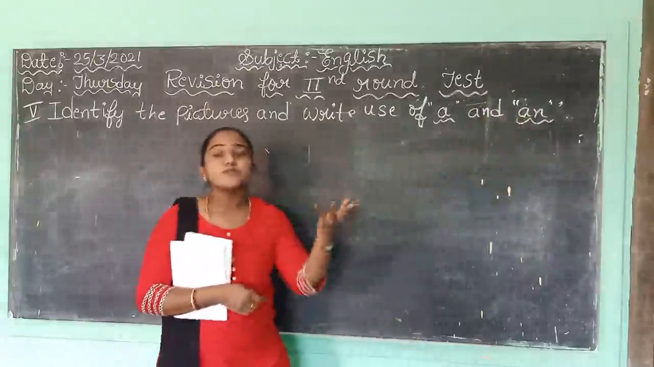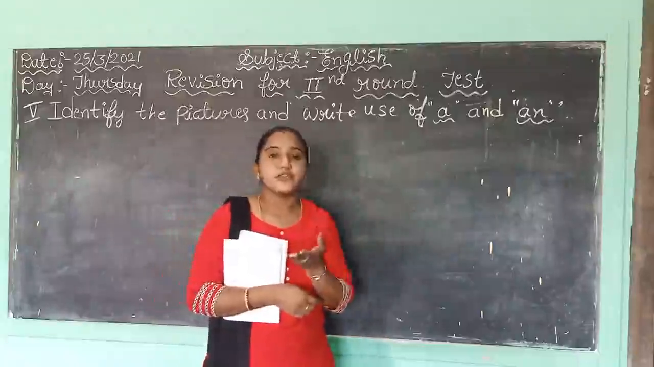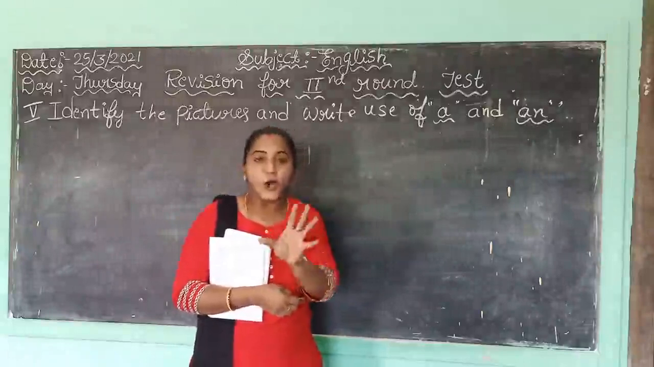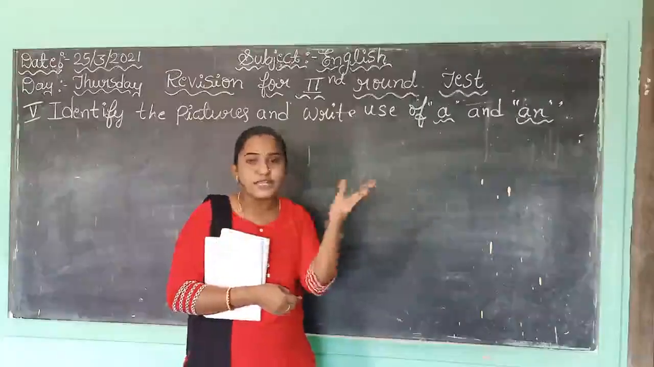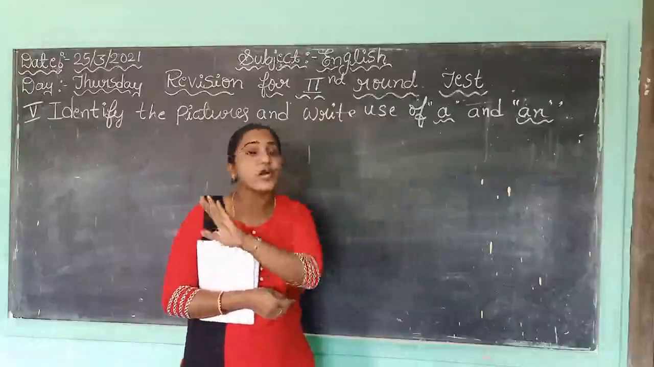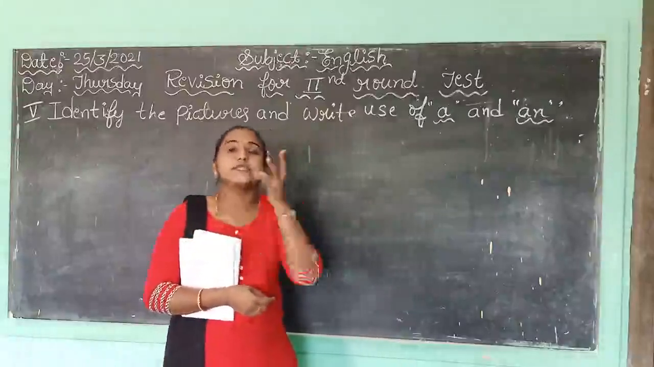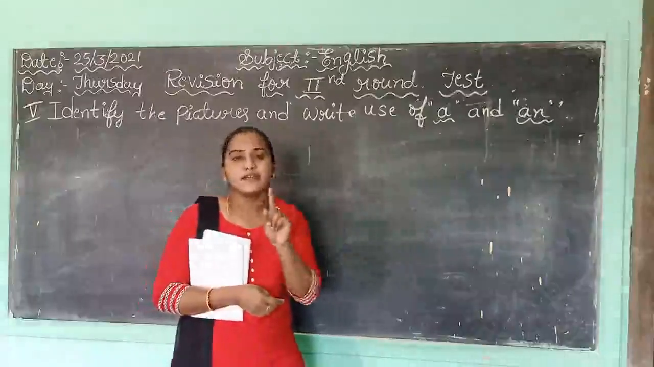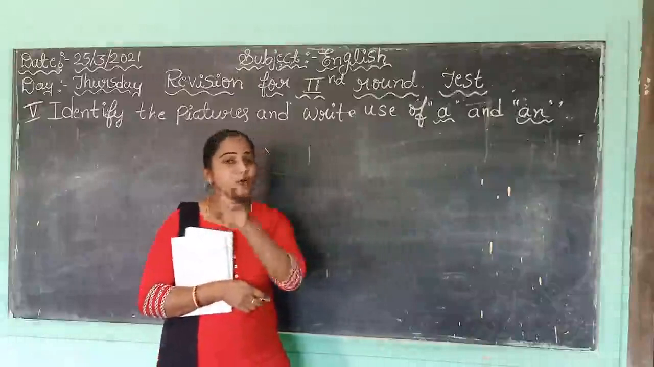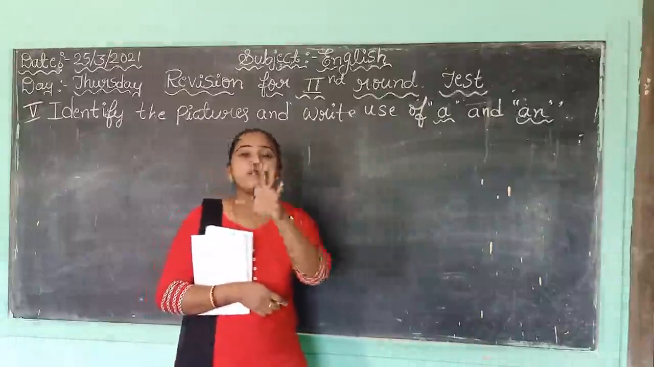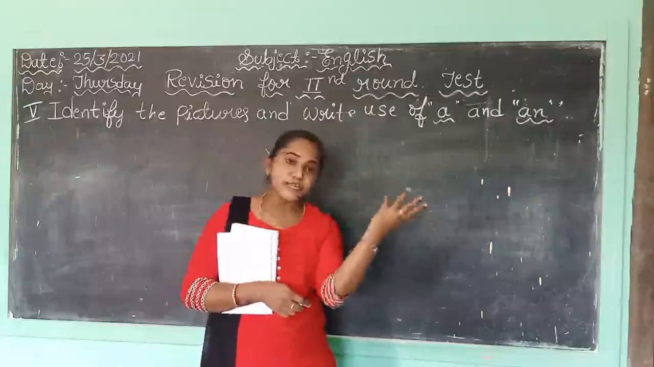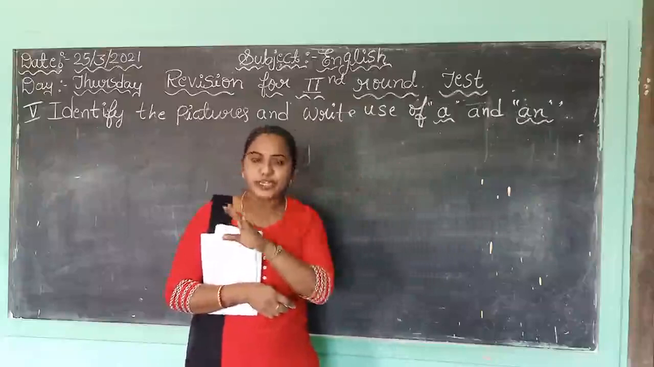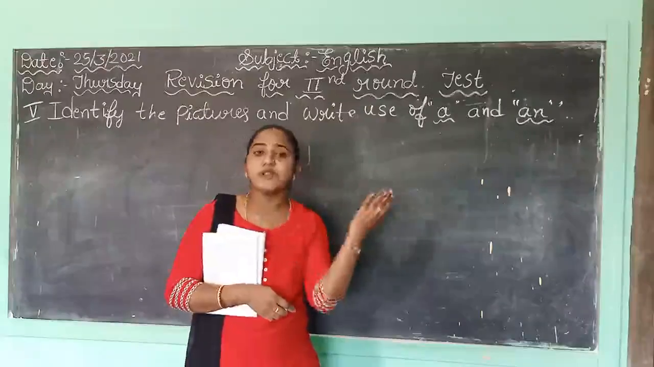Next, when your word begins with a consonant letter. Consonant letters means B, C, D, F, G, like these, all the rest of the letters, you know. The five letters are vowels, then the other rest of the letters are consonants. When a word starts with a consonant letter, before the word we use "a". Okay, understood? A, E, I, O, U are vowel sounds. So when the word begins with a vowel sound, you use "an" before it. When the word begins with a consonant letter, you use "a" before it.